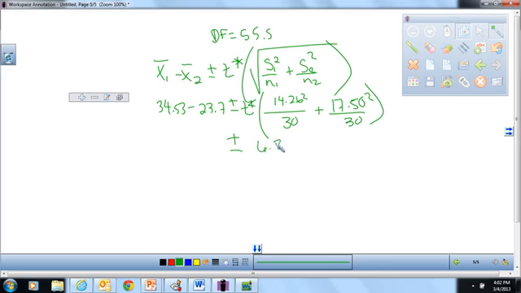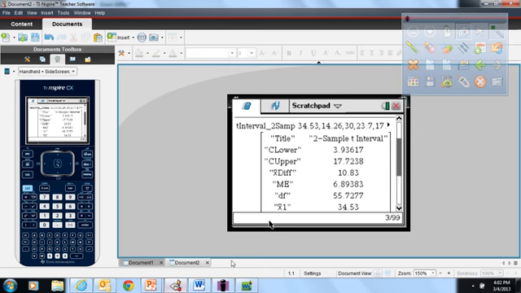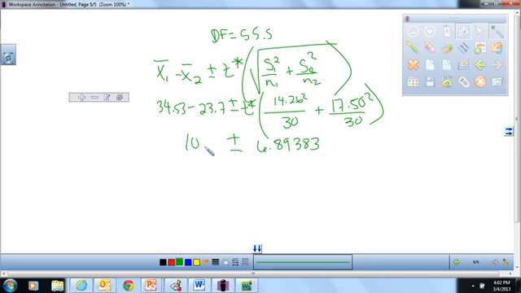So 6.89383 plus or minus, and from my calculator I know it's 10.83, so 10.83. If you show this and tell me that your degrees of freedom is the 55.5, which is what the calculator gives you, I won't make you have this critical value. If you don't run it in the calculator, you need to find this critical value.